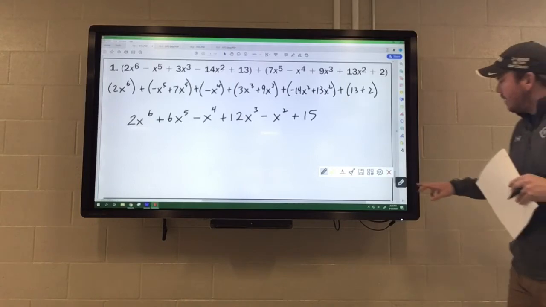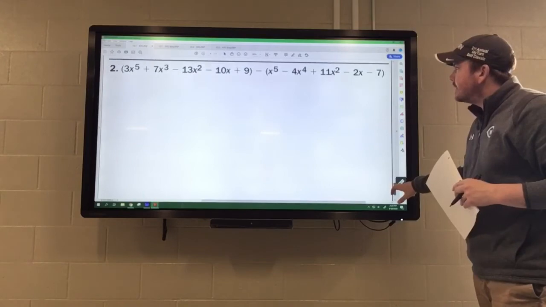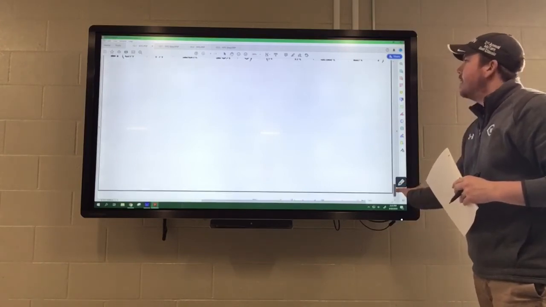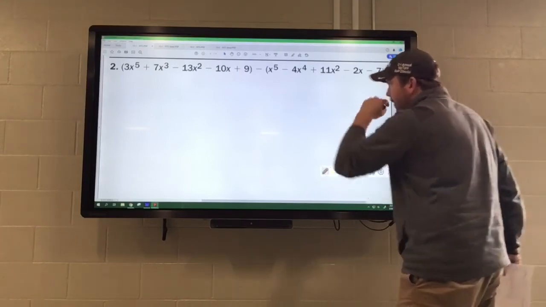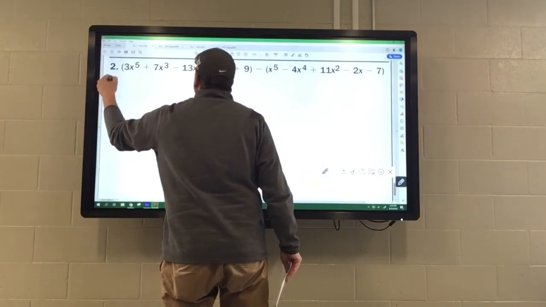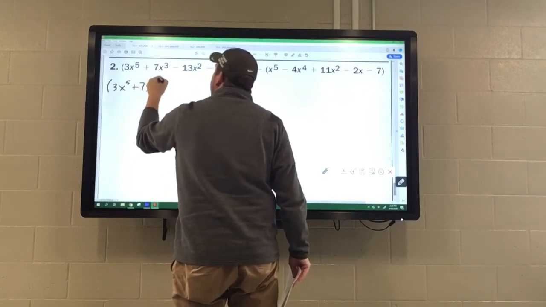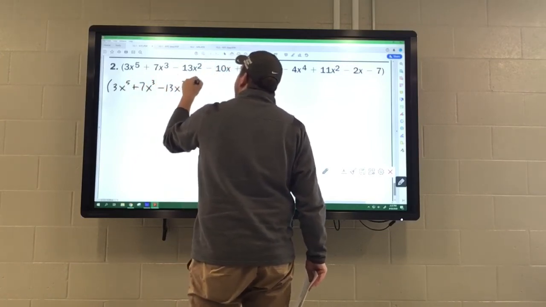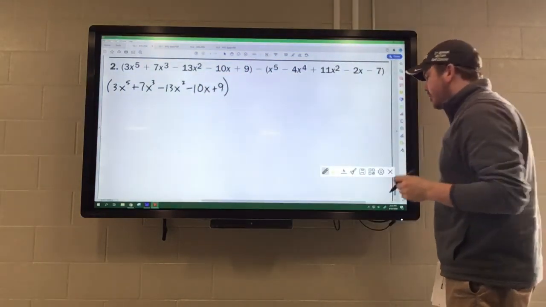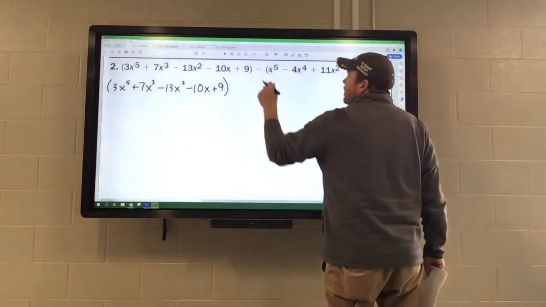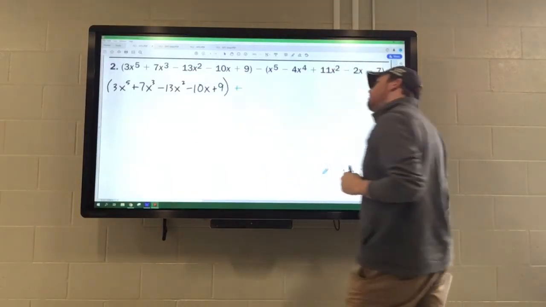And finally, checkpoint number 2. And this one is a subtraction. And let's do this subtraction this time, the horizontal method. So here's what I'm going to do. I'm going to rewrite this first polynomial, and I am not going to change a thing. Didn't change a thing. Here's where the change comes. Instead of doing minus our second polynomial, I'm going to make this a plus.